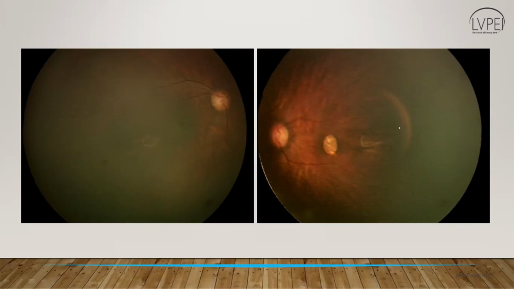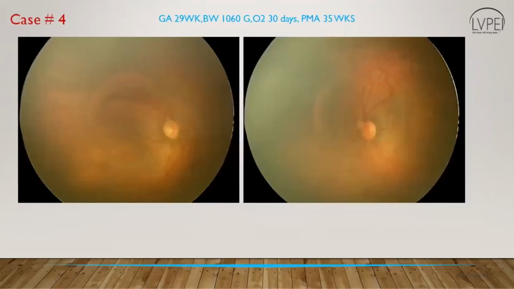Suppose we have a stage 4A here, which extends up to this. If it settles down, that leaves behind multiple small depigmented atrophic patches. But of course, it is more common post-Avastin, and this is probably my 8th case that I have seen in the series.